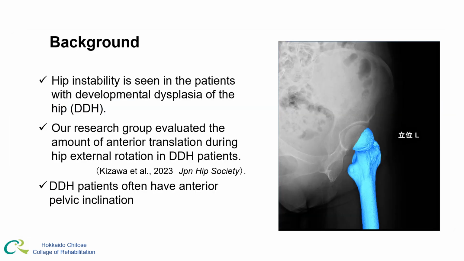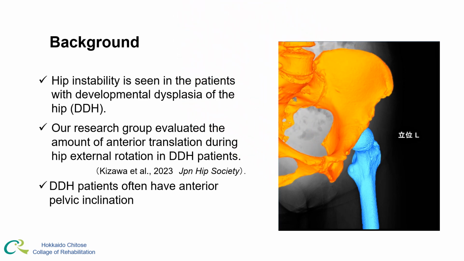Background: hip instability is one of the symptoms of patients with developmental dysplasia of the hip, DDH. Our research group reported that the femoral head of DDH patients shifts anteriorly during hip external rotation, by performing 2D-3D matching of false profile X-ray images and 3D CT images.